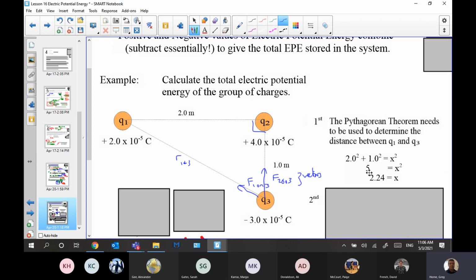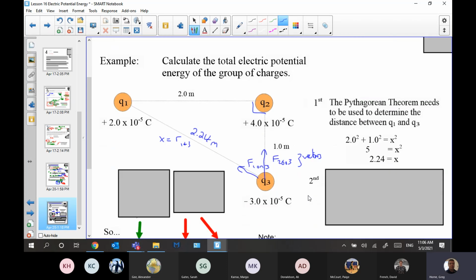So I've called it X on my original work there. So I'm going to say X equals that R1 to 3 distance, right? So 2 and 1, and now this is 2.24 meters. Okay, so we've got the distance.